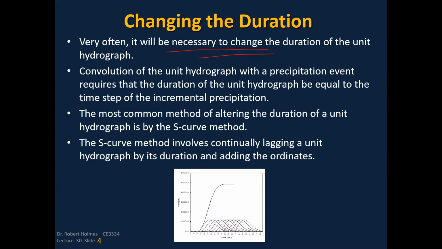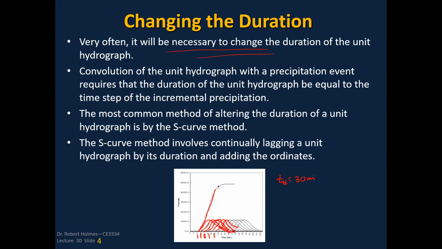The S hydrograph is nothing more than the unit hydrograph you have, and you just keep lagging it by the amount of the effective duration. So if this is a unit hydrograph, let's say of 30 minutes effective duration, T sub D equal 30 minutes, then every 30 minutes I put in a new unit hydrograph of the same value. And then by superposition, I add those up.